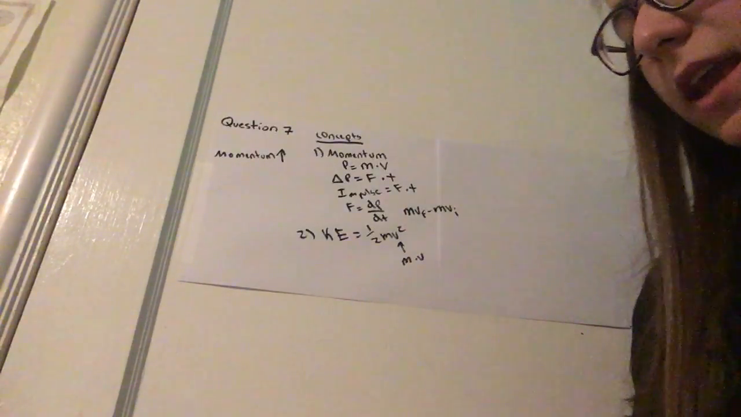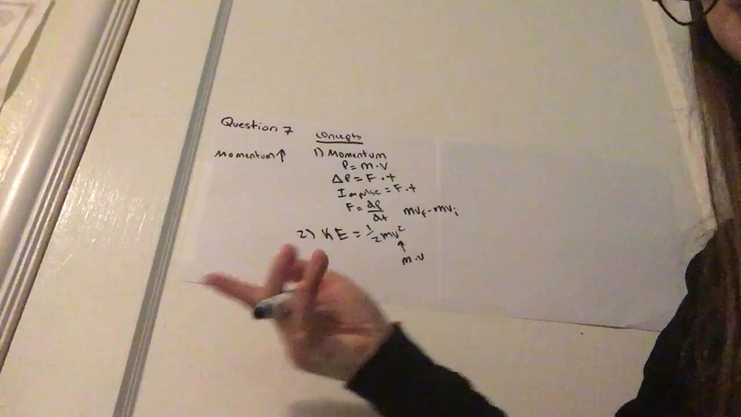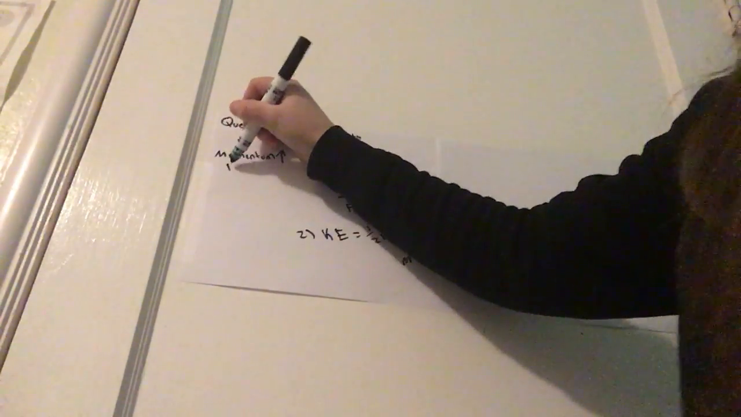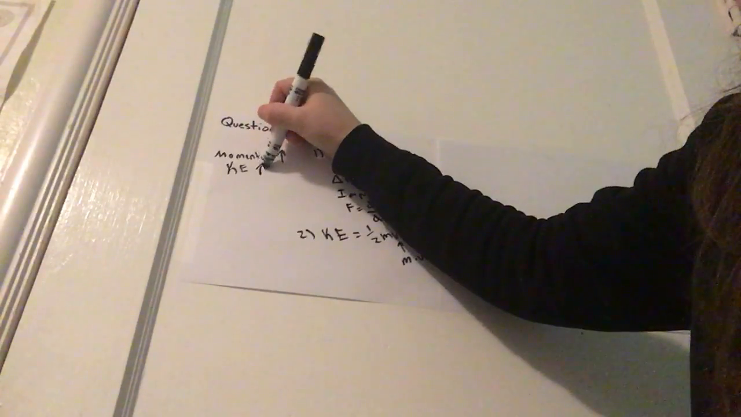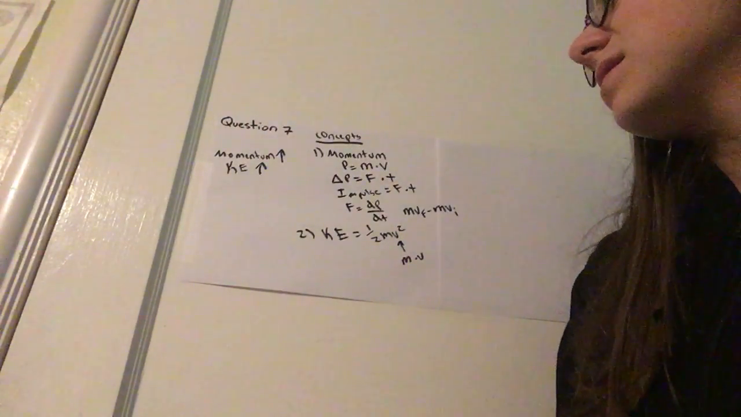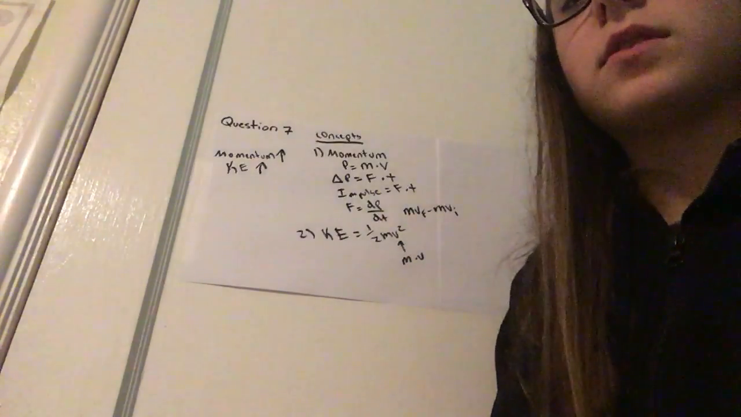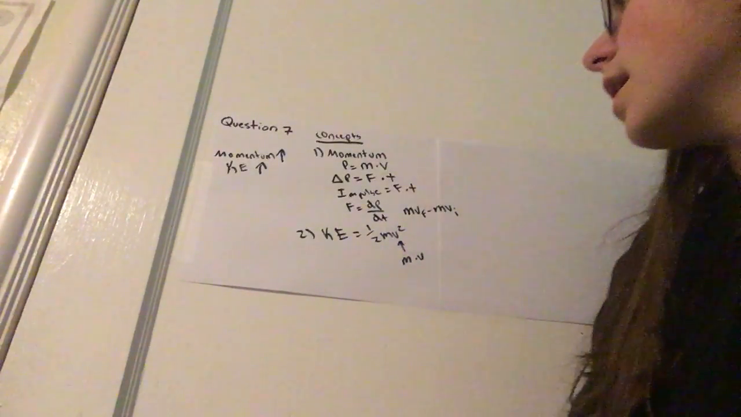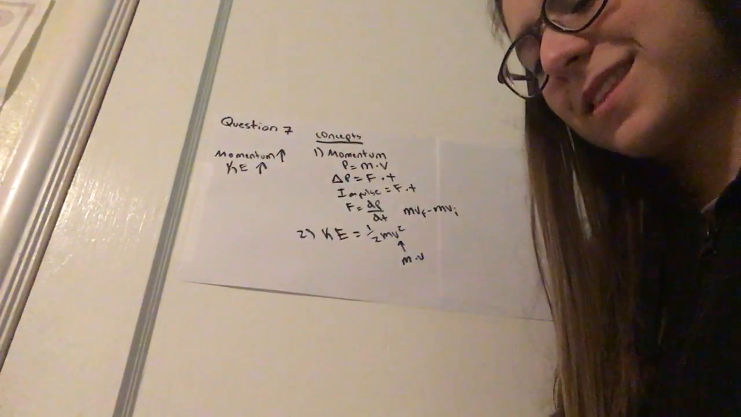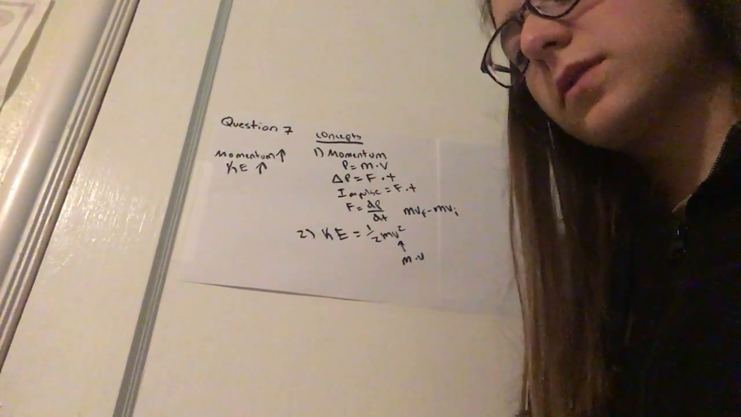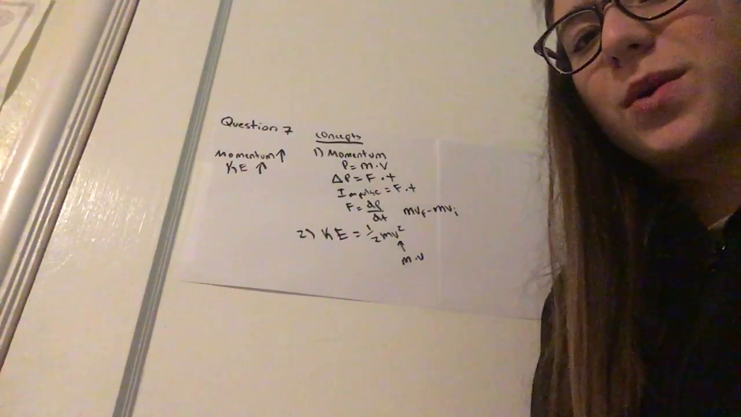Okay, and as I've stated before, we're also looking at kinetic energy. If momentum increases, then kinetic energy will also increase. So I can also determine from the problem that kinetic energy will also increase, and that's because momentum increases and they're proportional. So in conclusion, the correct answer is C, which shows kinetic energy increases and magnitude of momentum also increases.